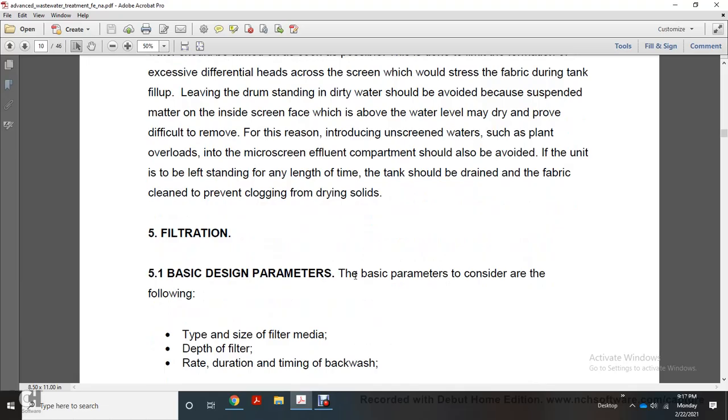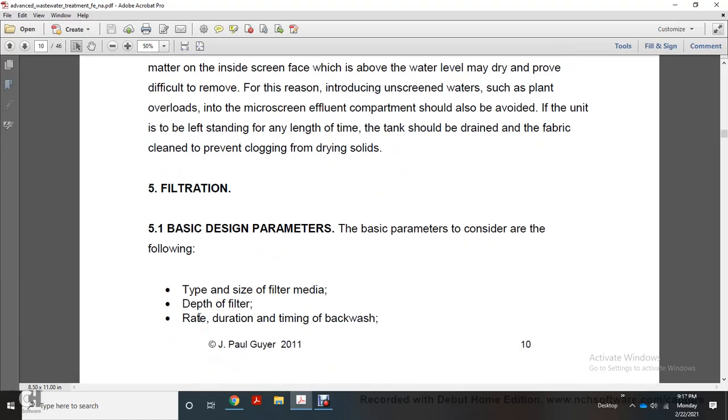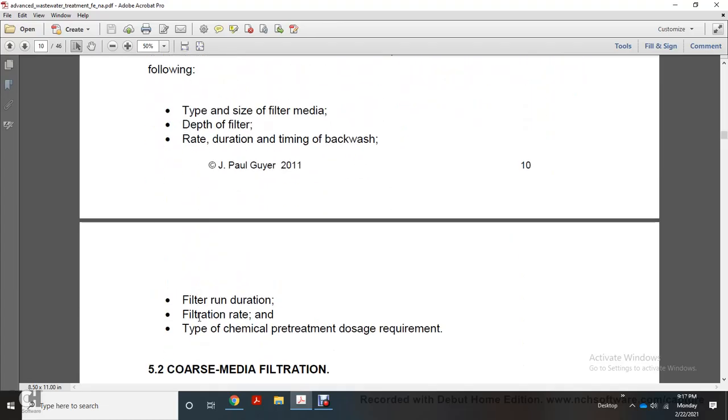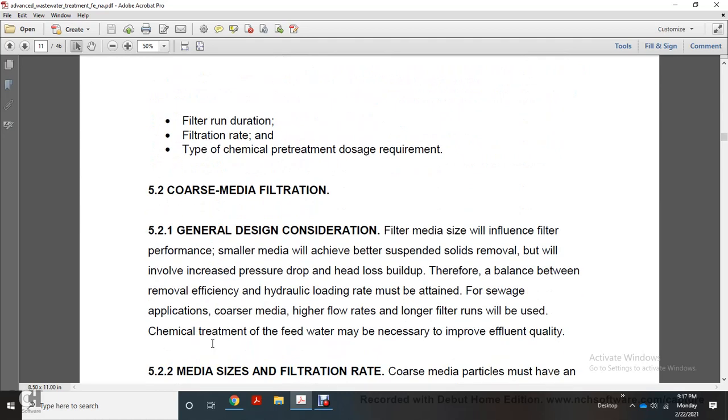Filtration. Basic design parameters. Basic parameters to consider are the following: type of filter, media type of the filter, backwash rate, duration, and timing, filter run duration, filter rate, and typical type of chemical pre-treatment dosage requirement. Coarse media filtration.